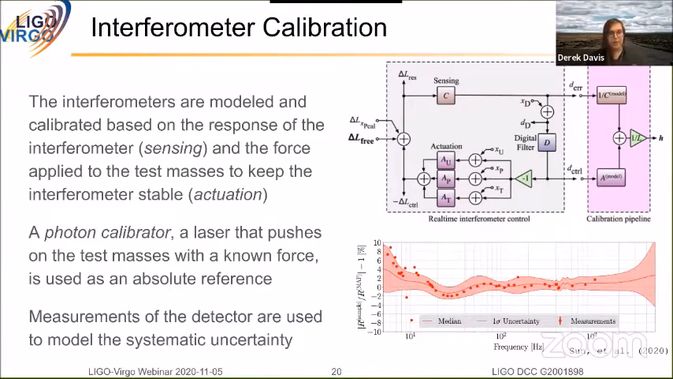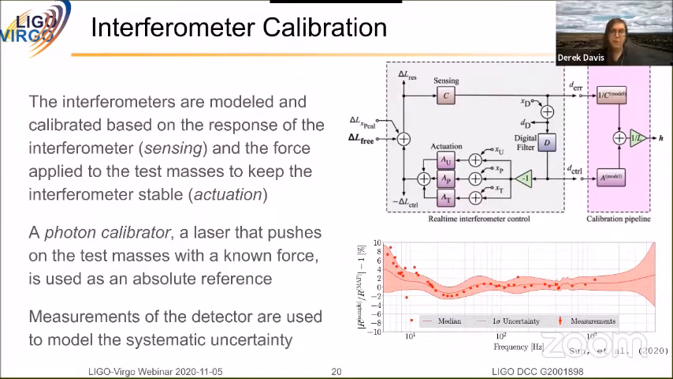So if we let our test masses freely swing, we wouldn't be able to keep the interferometer locked in a very stable operating state. So we do have to push on the mirrors a bit to keep them operating, but we do record this and model this very well in order to get an accurate measurement of the physical strain that we record. One of the ways that we do this is with a photon calibrator, which is a laser that actually pushes on our test masses with a known force. And we use this as an absolute reference at all three interferometers.